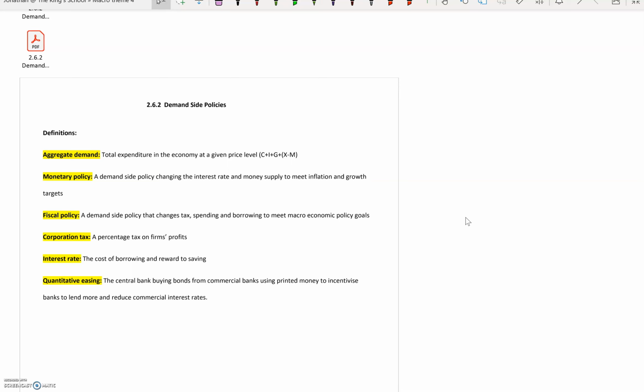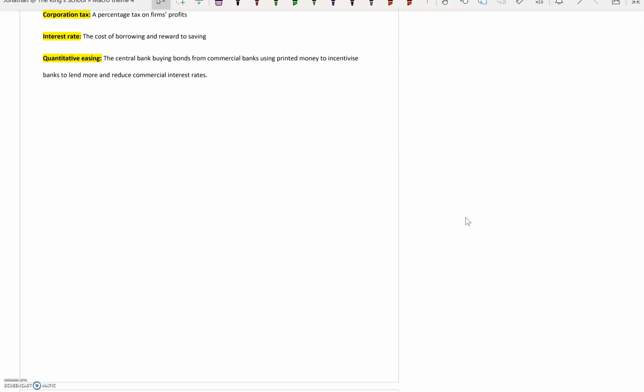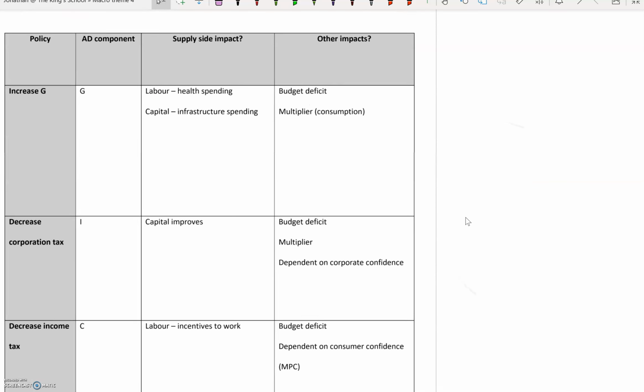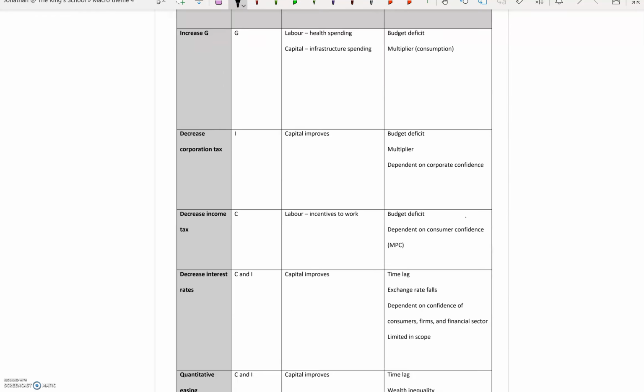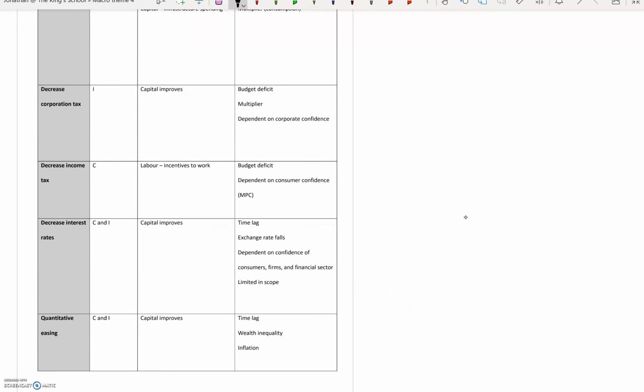There's quite a lot of things to talk about today, so I'm just going to quickly show you those definitions there, and you can have a look at those yourself. They're the main ones that people will struggle with. Right, moving on. Our demand side policies are made up of fiscal policy, which is the first three that you see here, and monetary policy, which are the bottom two you see at the bottom.